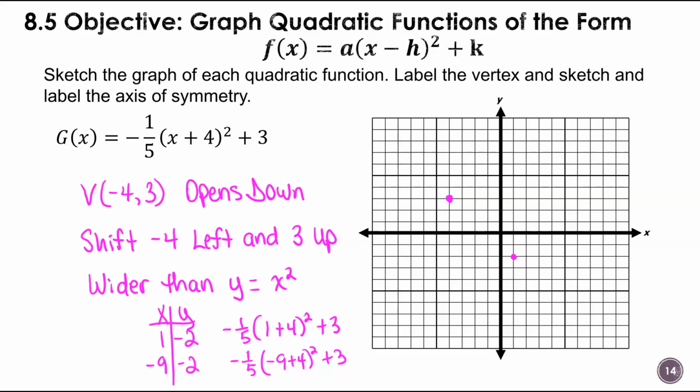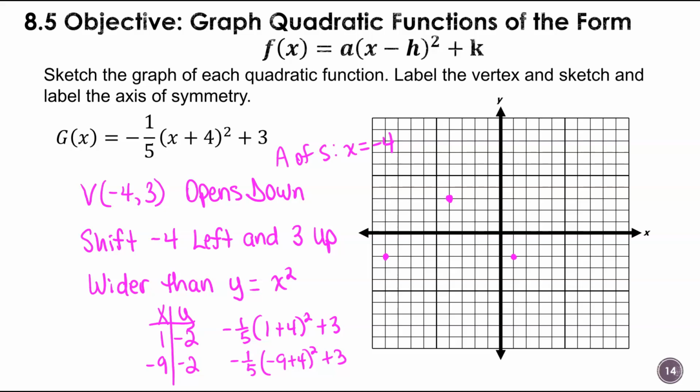My axis of symmetry, did I ever name that? I guess I didn't. It is at x equals negative 4. All right, so let's graph this other point. My symmetric point is over here at negative 9, negative 2.